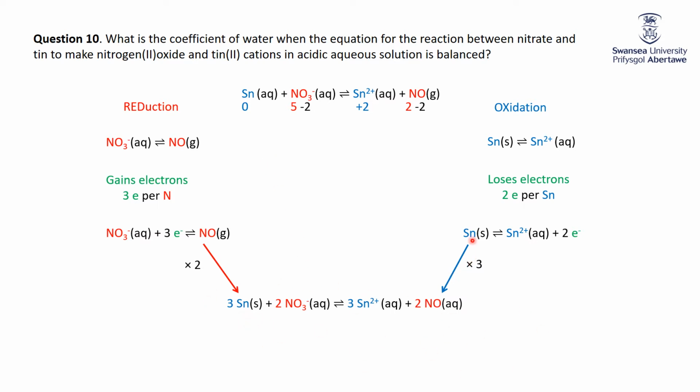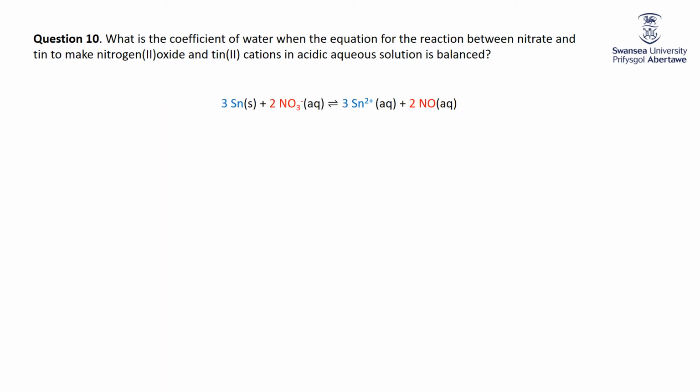Put all that together, and here is the current state of the equation. Okay, taking the 3 tins on this side, 3 Sn2+ on the right-hand side, 2 nitrates on the left-hand side, 2 NOs on the right-hand side, and the 6 electrons that would have been on the left-hand side and the 6 electrons that would have been on the right-hand side cancel out. Moving to the second slide of this particular thing, here we are.